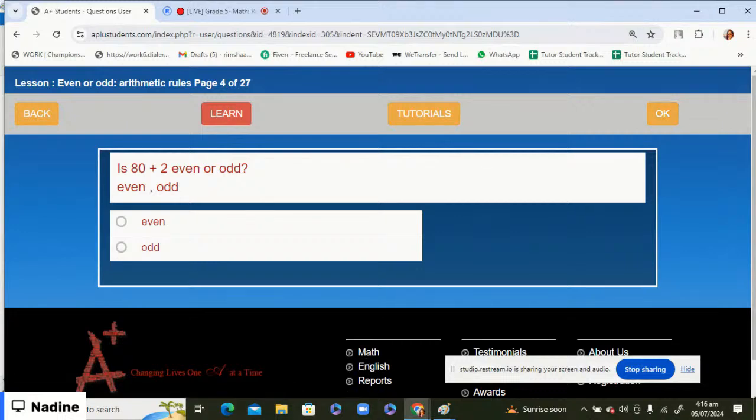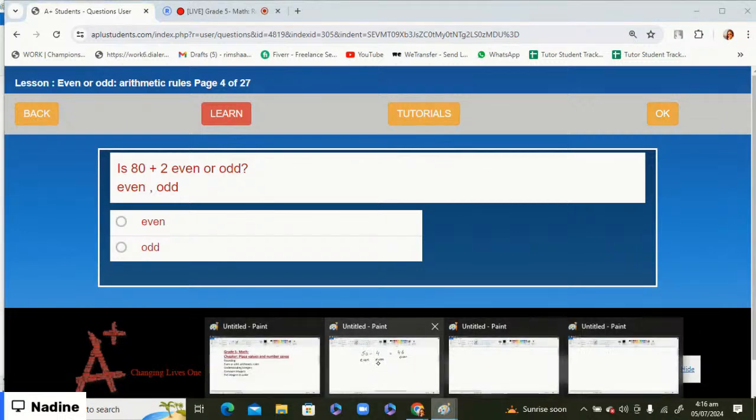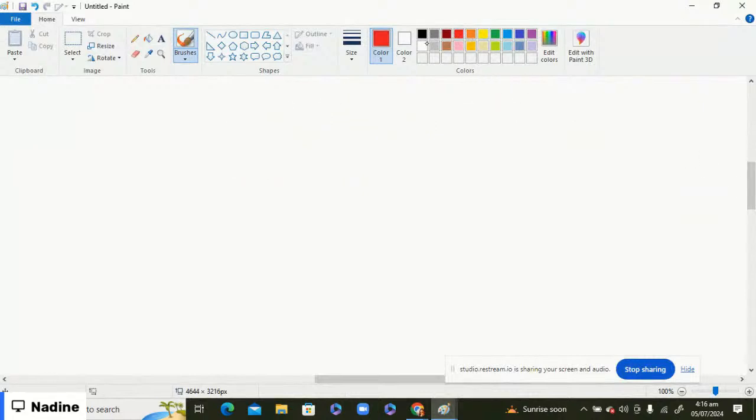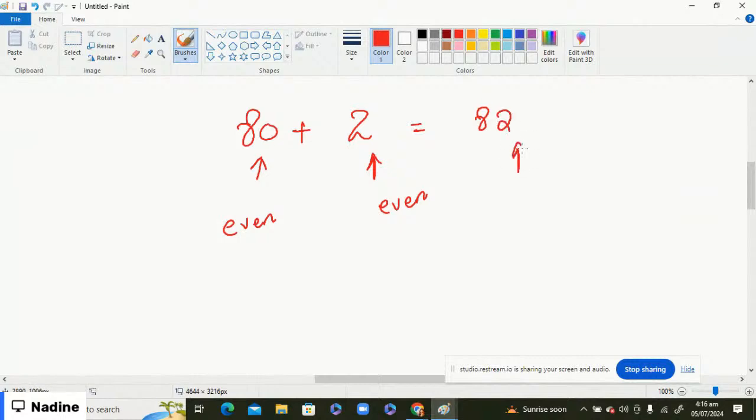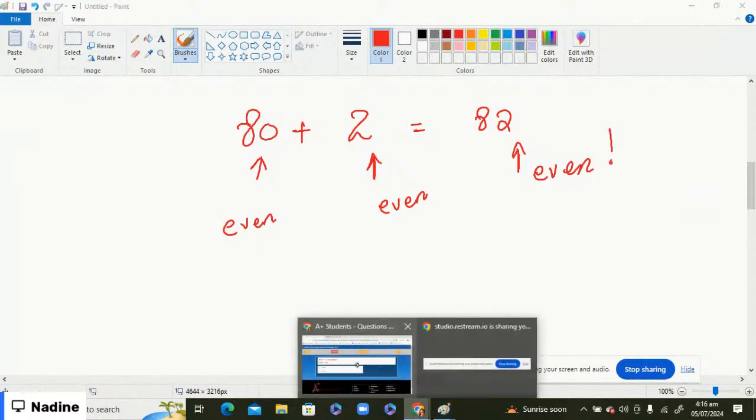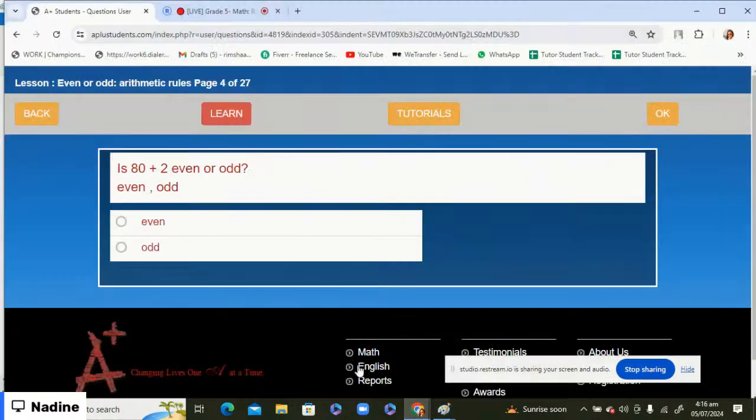Now let's do one more question for that. 80 plus 2. What is the answer? Is 80 even or odd? It's even. Is 2 even or odd? Yes, it's again even. When you add two evens, what answer do you get? 80 plus 2 is 82, and that is also even. Okay, so let's check, is there any option for even? Yes, it's even.